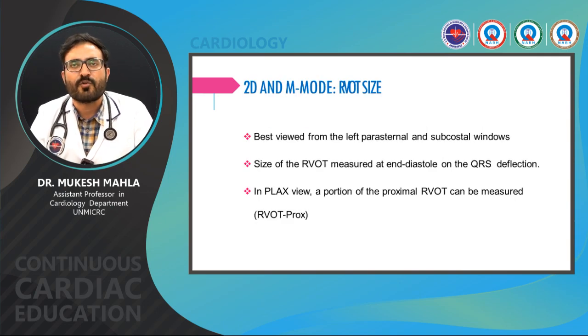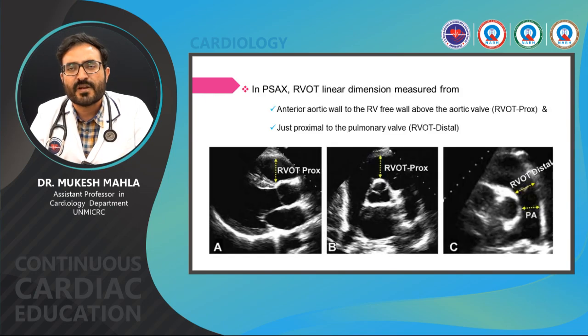For 2D and M-mode RVOT size, the best views are the left parasternal and subcostal windows. Size of the RVOT is measured at end diastole on the QRS deflection, and in the PLAX view RVOT proximal is measured, while in the parasternal short axis view we measure both RVOT proximal and RVOT distal. So in the first picture, PLAX view, RVOT proximal diameter is measured, while in the second and third views both RVOT proximal and RVOT distal are measured.